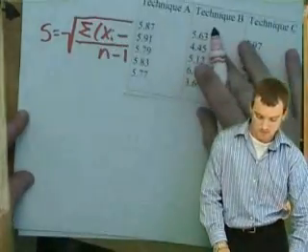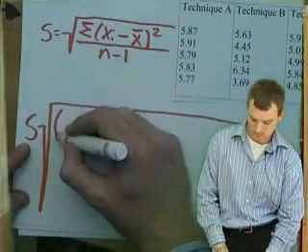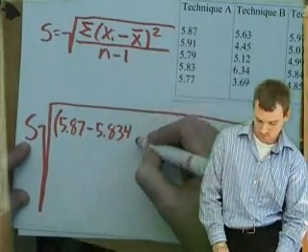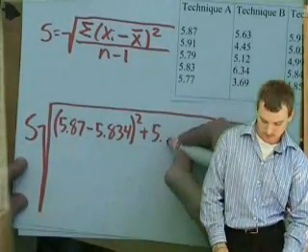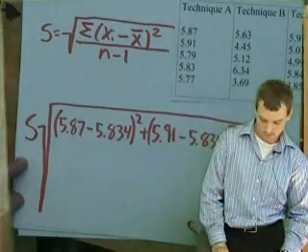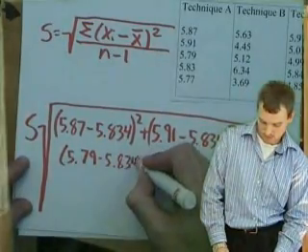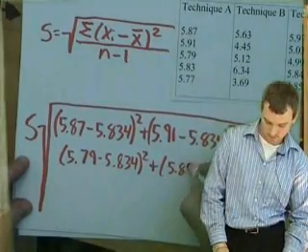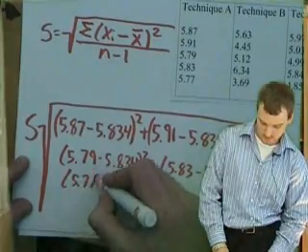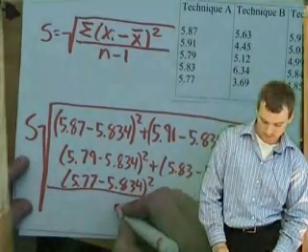So we're going to set this up again. S equals the square root of: 5.87 minus our mean, 5.834, squared, plus 5.91 minus our mean, 5.834, squared, plus 5.79 minus 5.834 squared, plus 5.83 minus 5.834 squared, and finally plus our last value, 5.77 minus our mean, 5.834, squared, and this is all divided by n, which is 5 minus 1.